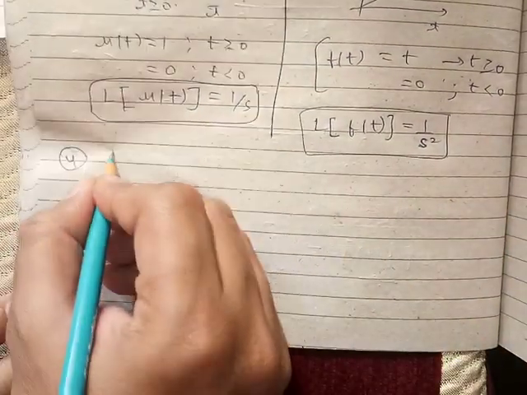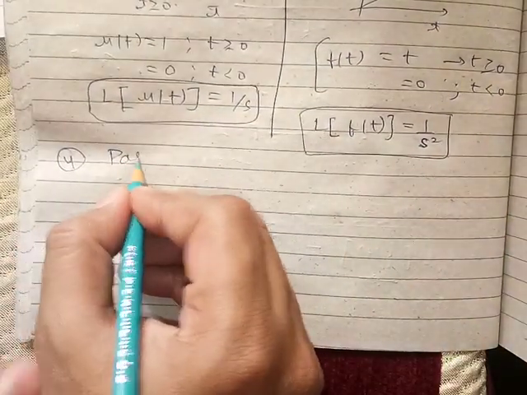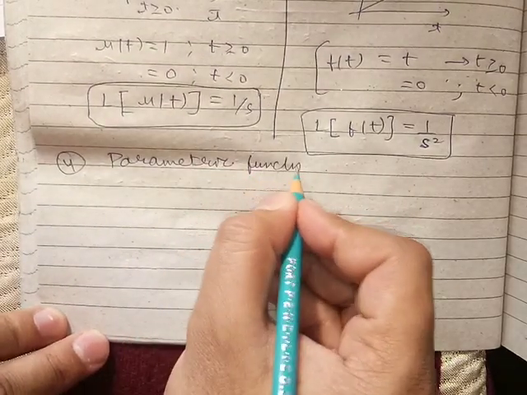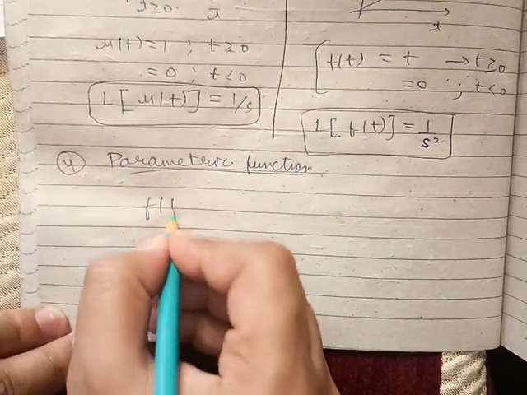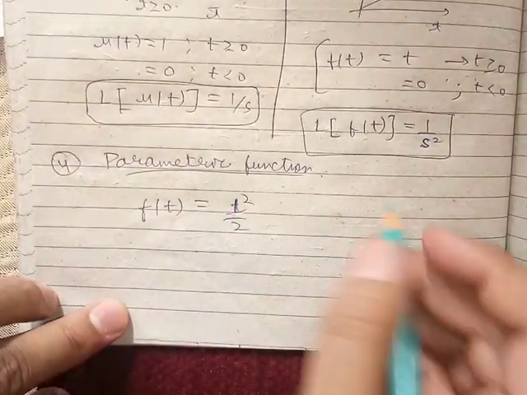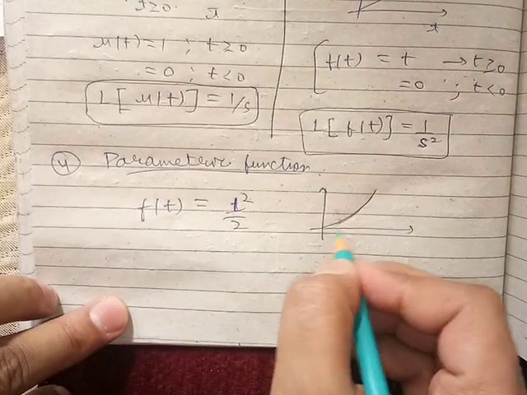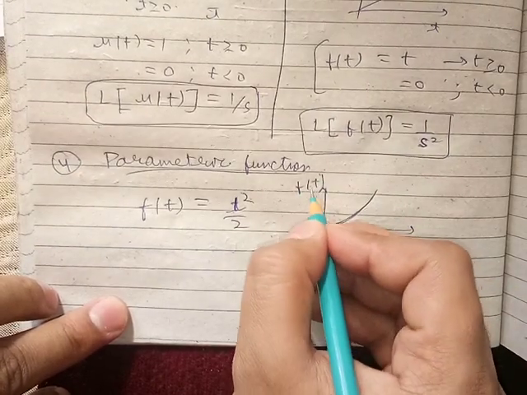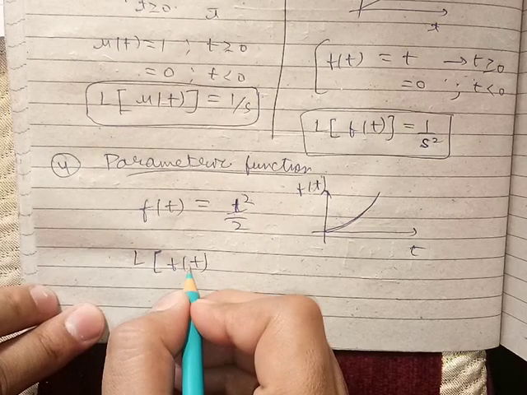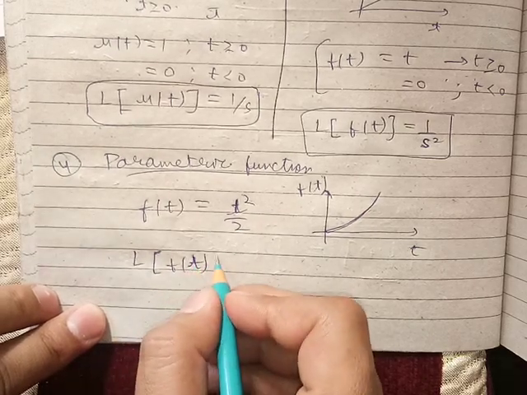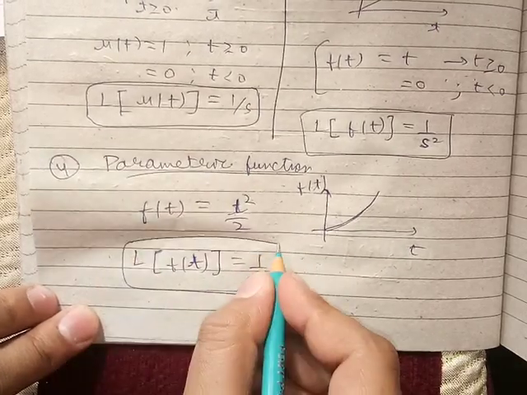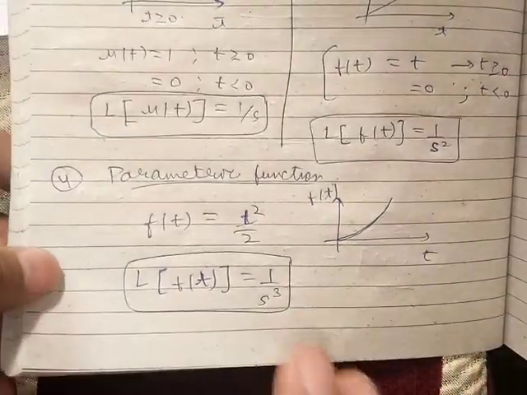The fourth one comes in parabolic function. Let's take an example, like f of t is given by t square upon 2, right? Graph will be something like this, parabolic in nature, and the Laplace of f of t is 1 by s cube, right? All this you have to remember.